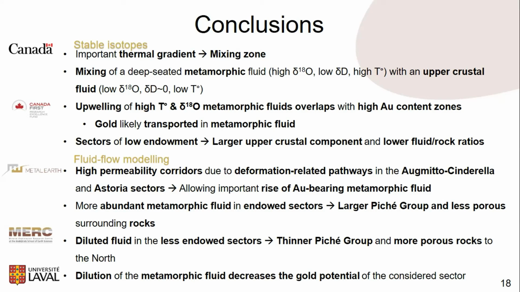The more abundant metamorphic fluid in the endowed sector is mostly due to the larger Pichet group in the less porous surrounding rocks, and the diluted fluid in the less endowed sector is likely due to the thinner Pichet group in the more porous rocks to the north. And in general, dilution of the metamorphic fluid decreases the gold potential of the considered sector.